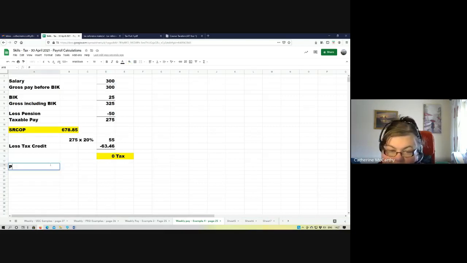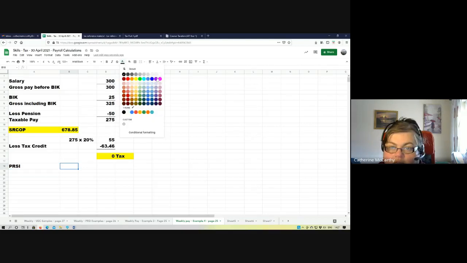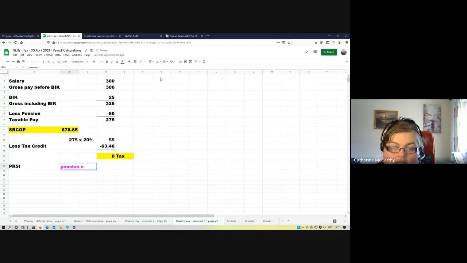Okay, then our PRSI. Again, just to put in, pension cannot be deducted for PRSI.